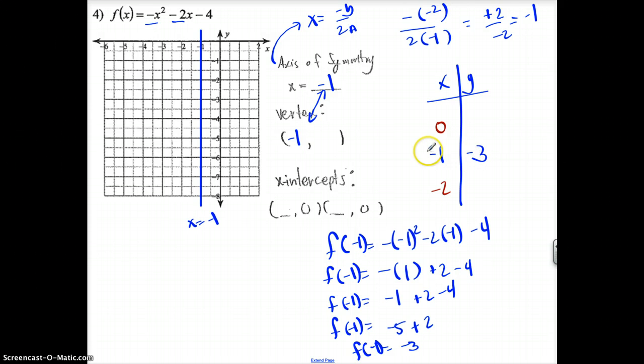So negative 3, this is our vertex, which is right there. So that's our y value. Our y value should be here, negative 3. And we now have our vertex, negative 1 comma negative 3. That is our vertex.